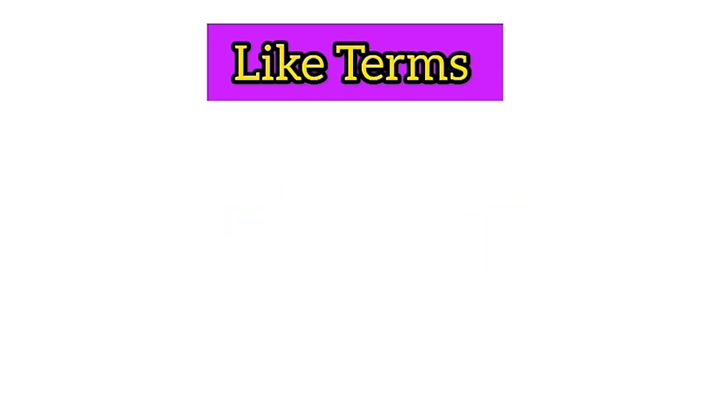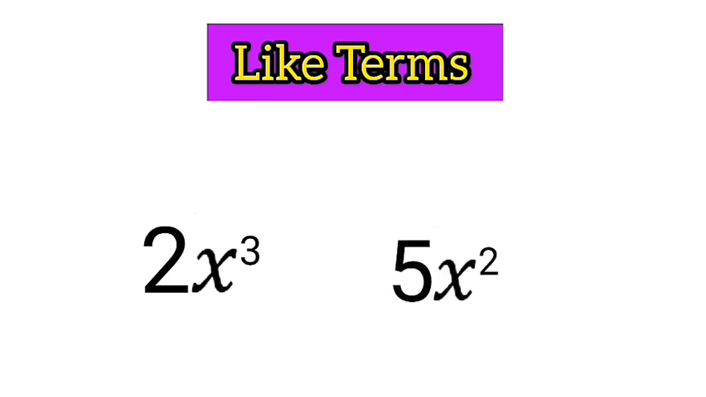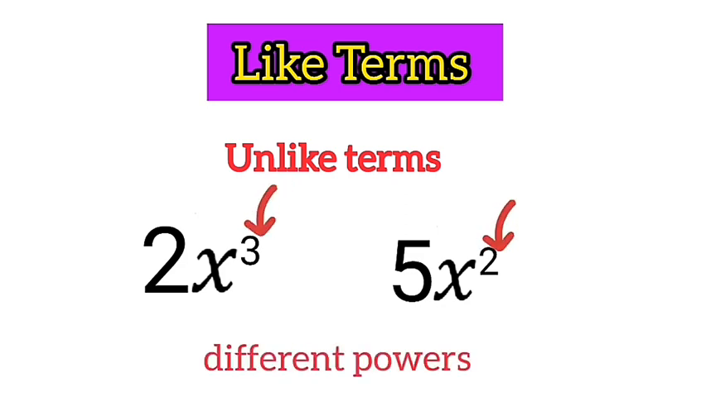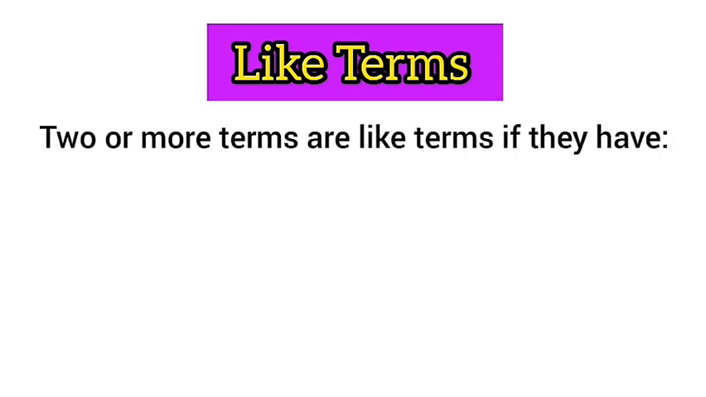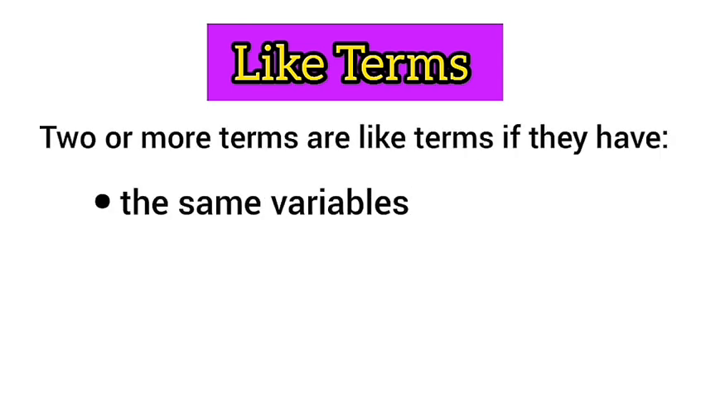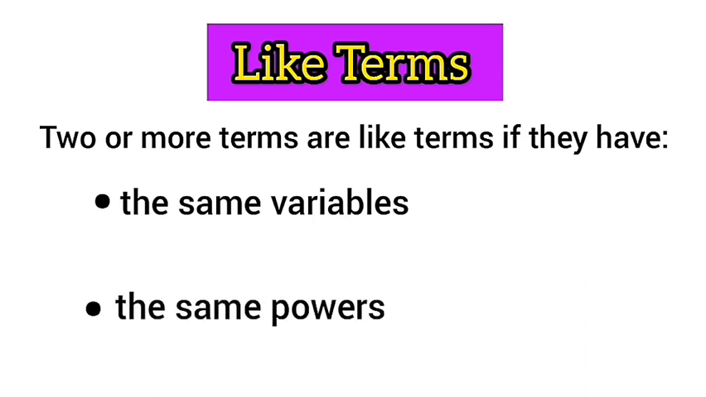Let's take 2x^3 and 5x^2. They are not like terms. This is because they have different powers, even though their variables are the same. You can only say that two or more terms are like terms if they have the same variables raised to the same powers. This is the best way to identify what we call like terms.